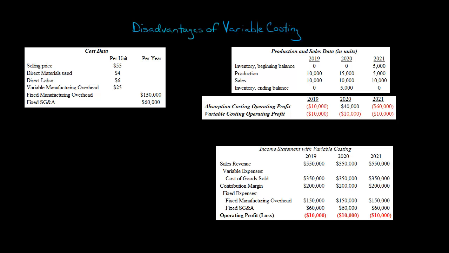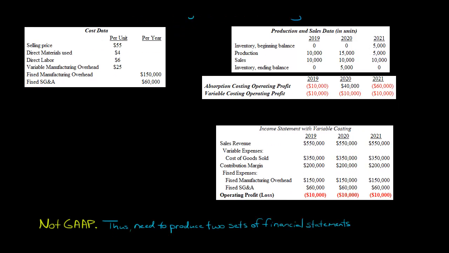In this video, we're going to discuss some disadvantages of using variable costing. One of the issues is that variable costing is not consistent with generally accepted accounting principles. So if you're a manufacturer and you go to put out some financial statements for your investors and creditors, you have to use absorption costing to calculate cost of goods sold and so forth.